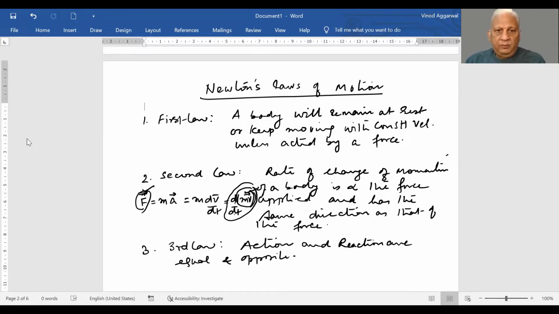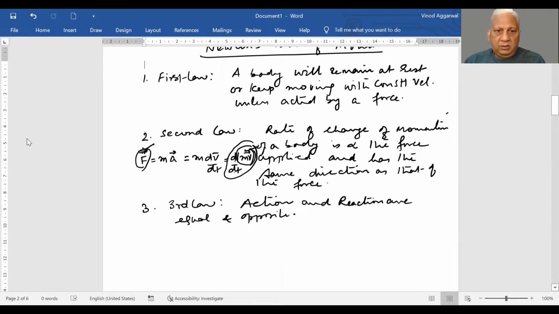If we see the third law, if we take a body M which is lying on the floor, it will exert a force on the floor which is equal to mg, and the floor, since the floor is not moving, will react backwards and exert a force normal to the surface, which is called normal force. And as per the third law, this force and this force will be equal and opposite, meaning thereby N will be equal to mg.